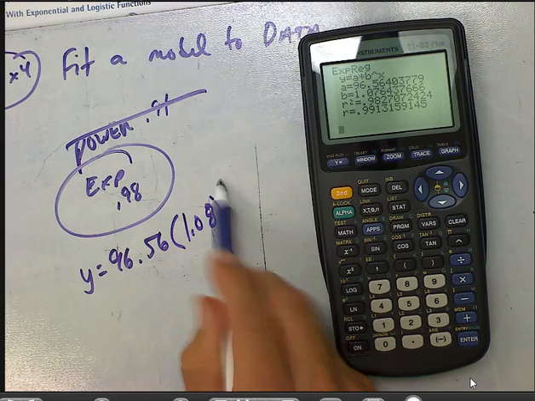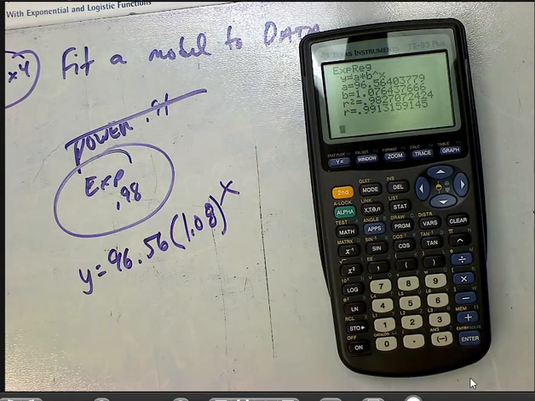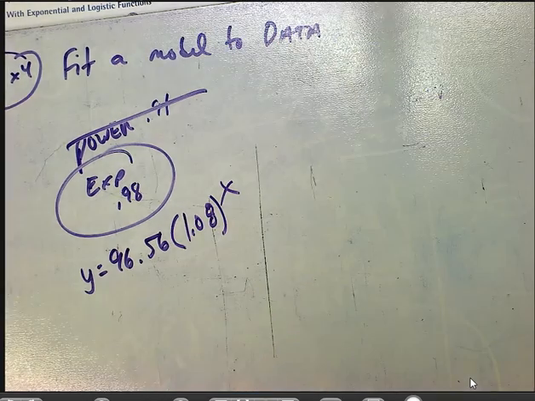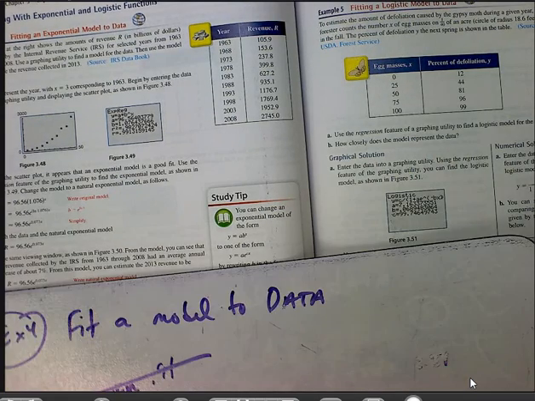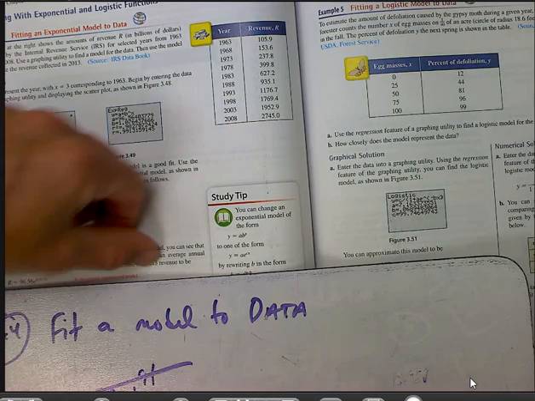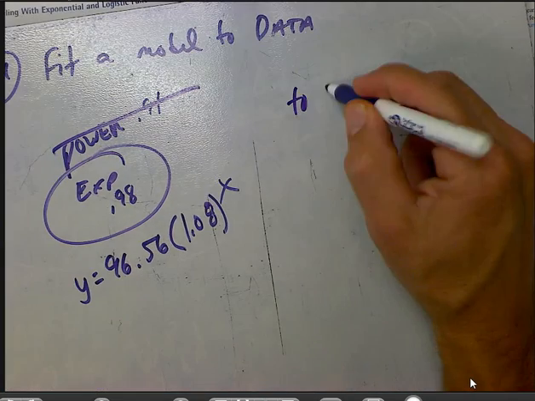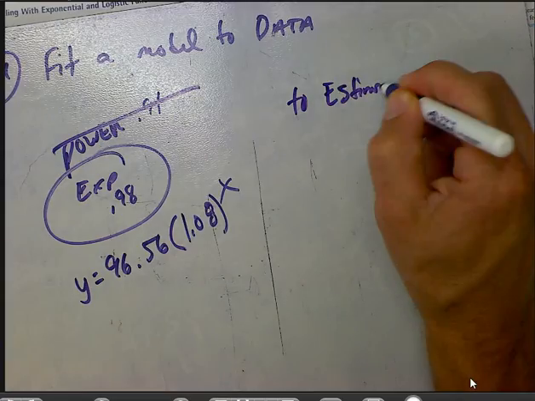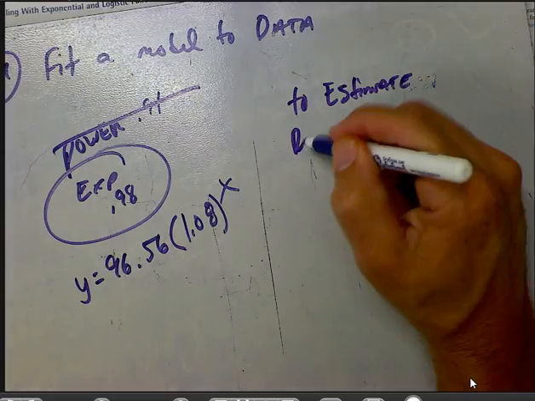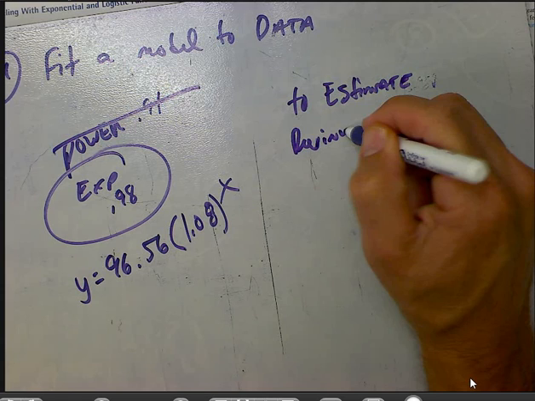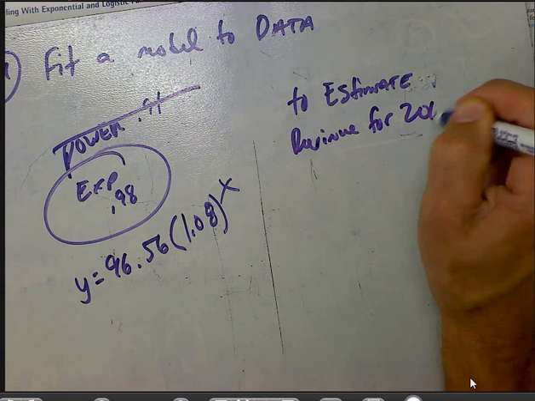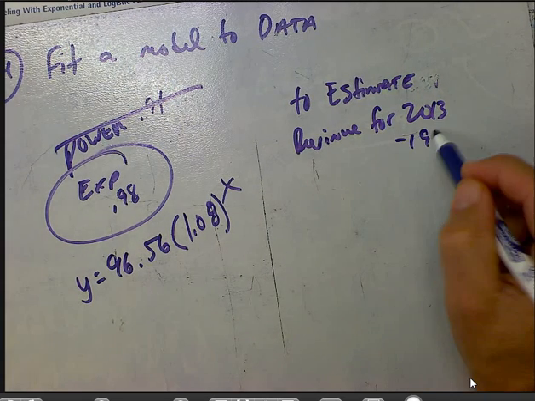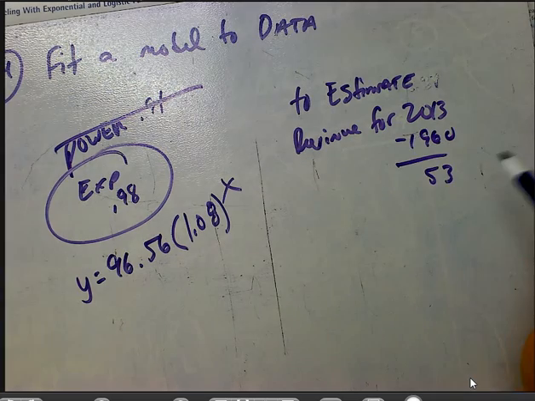The directions tell me to estimate the revenue in 2013. To estimate revenue for 2013, the first thing I do is subtract 1960 and get 53. Put 53 in for X.